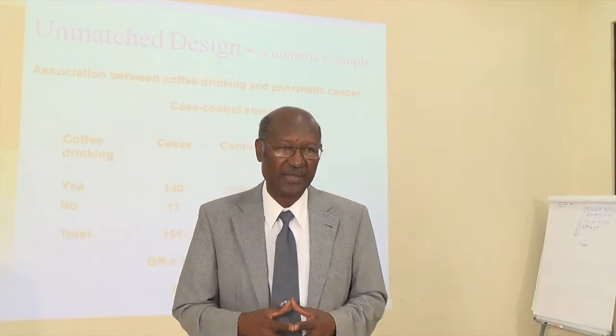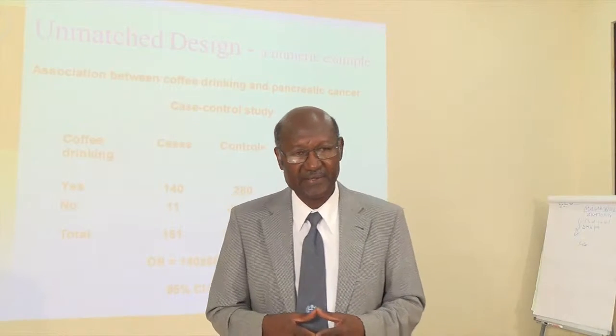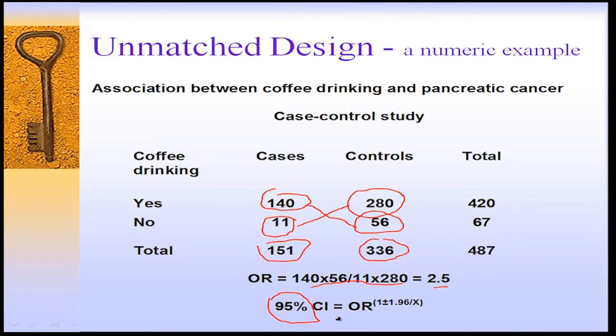At the same time, we have to calculate also the 95% confidence interval of the odds ratio by that formula, which is: confidence interval equals the odds ratio raised to the power of 1 plus or minus 1.96 divided by chi. That formula should give you the lower value of the confidence interval and the upper value of the confidence interval. We shall see that later.